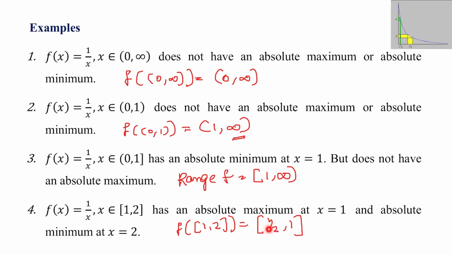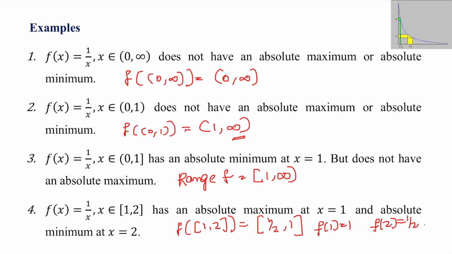So it is both bounded below and bounded above, and we know that f of 1 is equal to 1, f of 2 is equal to 1 by 2. So at the point 1 in the domain the function attains its maximum, and at the point 2 in the domain the function attains its minimum. So now this function has an absolute maximum at x equal to 1 and absolute minimum at x equal to 2.